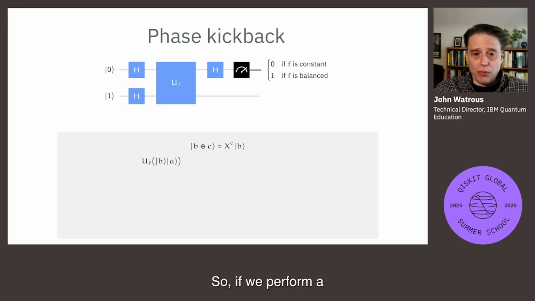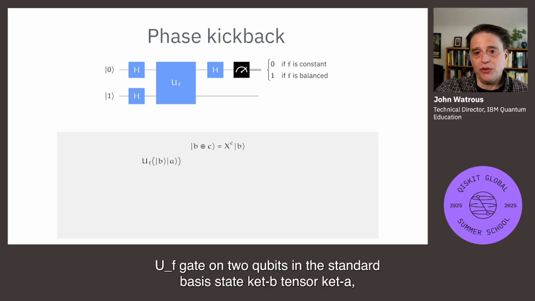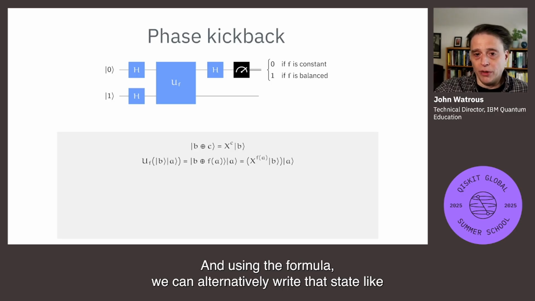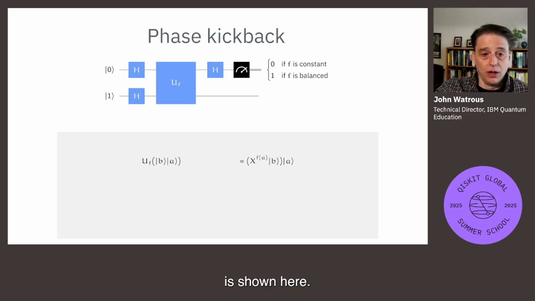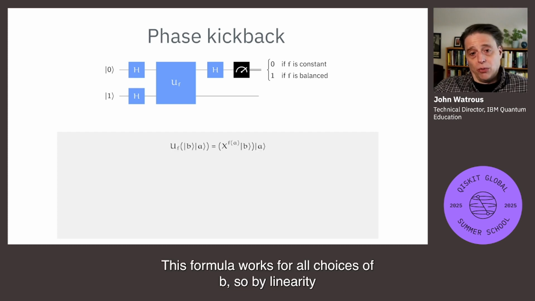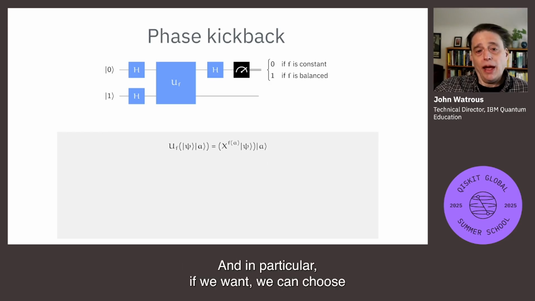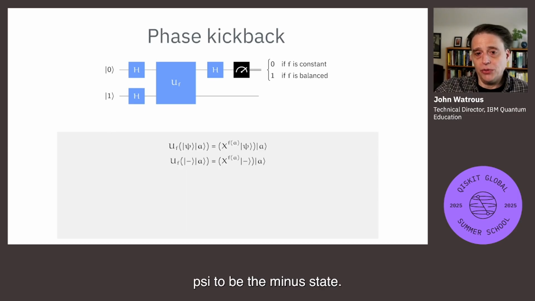So, if we perform a UF gate on 2 qubits in the standard basis state ket b tensor ket a, we obtain this outcome just by the definition of the UF gate. And using the formula, we can alternatively write that state like is shown here. This formula works for all choices of b, so by linearity, it works for an arbitrary state psi in place of ket b. And in particular, if we want, we can choose psi to be the minus state.